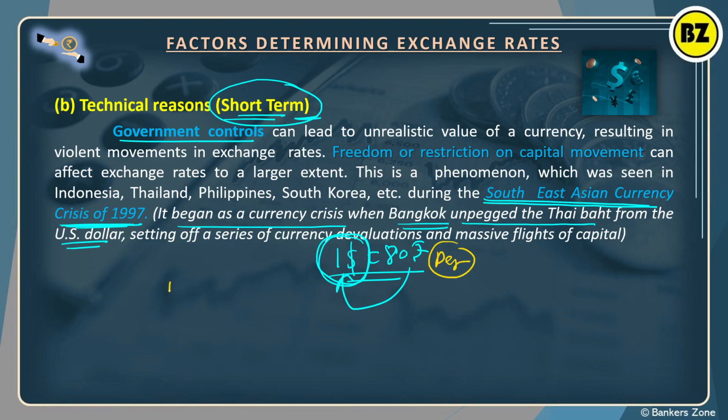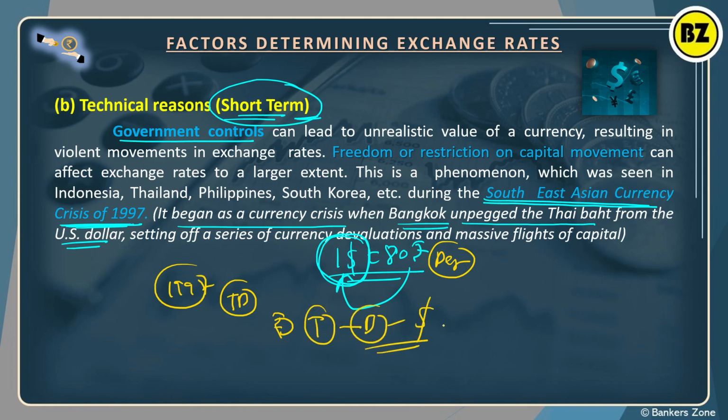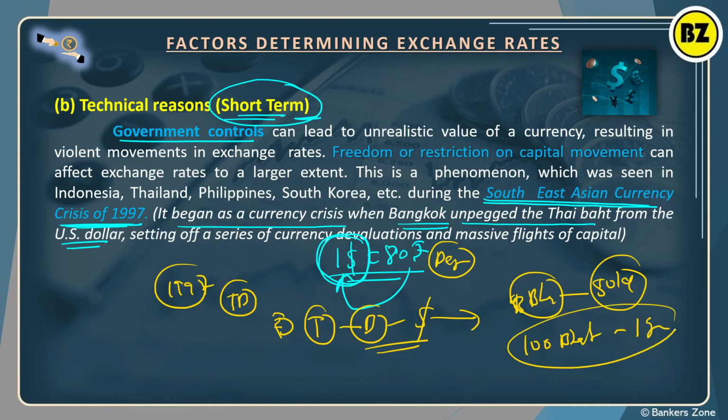So what happened in 1997, the Thailand government, the Bangkok government, previously they were expressing the Thailand currency baht with respect to the dollar, but they suddenly took away that pegging and said we will only peg our currency, we will express our currency only in the form of gold. Okay, for example, 100 baht I will give for 1 gram of gold. Like that they started dealing globally, and that's why there was a huge crisis in Thailand.